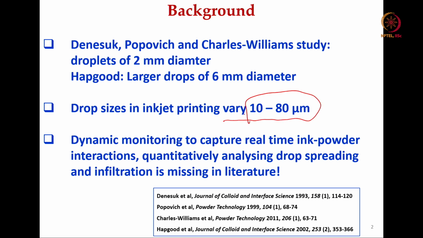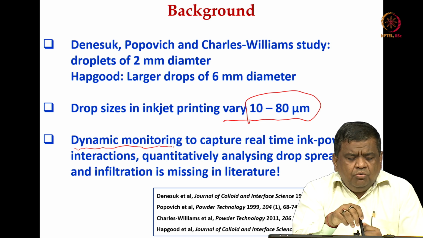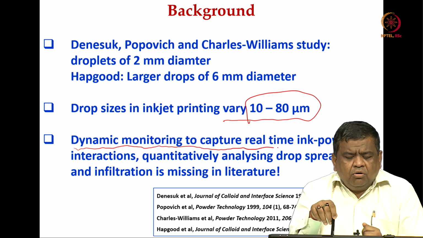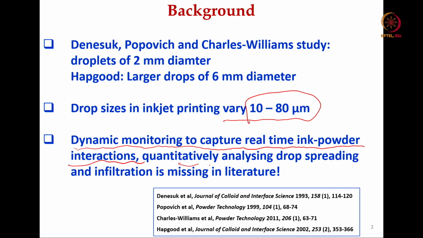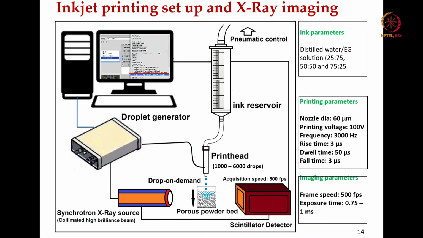binder jet 3D printing, in our inkjet printing, our drop sizes vary from 10 to 80 micrometer. And what is very important for you to realize, and what I am going to cover in this lecture, is how to do dynamic monitoring to capture real time ink powder interactions and quantitatively analyze drop spreading and infiltration. That is much less explored in the binder jet 3D printing community.